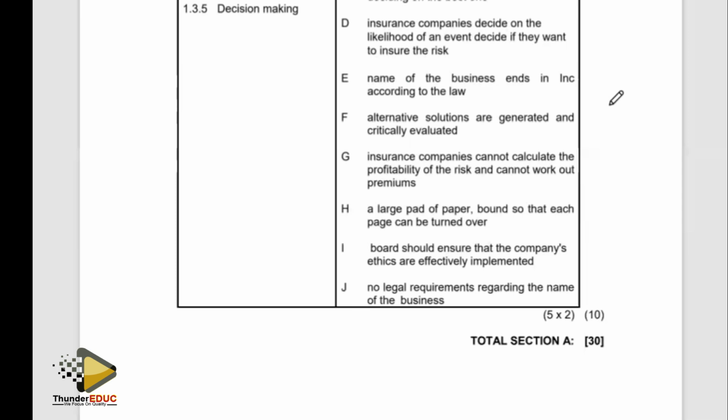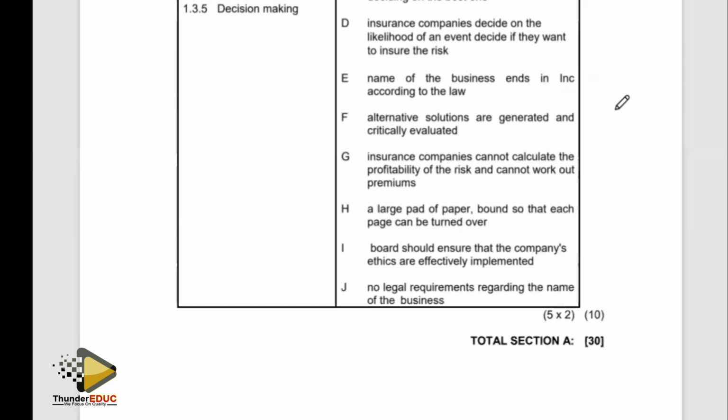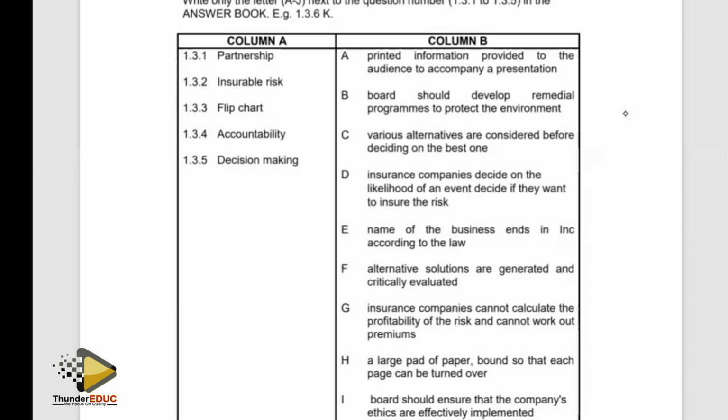Now a large paper, but to that each page can be turned over. Board should ensure that the company's ethics are effectively implemented. And the last one, no legal requirements regarding the name of the business. Okay, right. So now let's check 1.3.1. From the given set of options, our appropriate answer for partnership is going to be J, where no legal requirements regarding the name of the company is the appropriate answer. So for this question, the appropriate answer is going to be J.